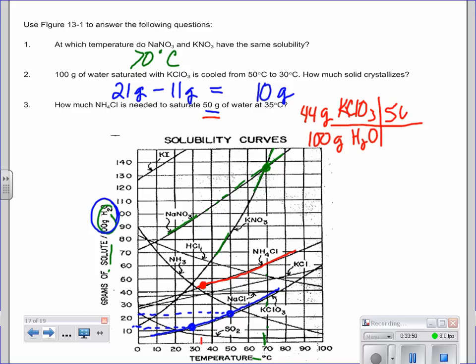This one was easy enough that you probably just do this in your head, but some of the ones that you would do on your homework, you might want to make sure you have this method down because it'll be easier this way. So now you've got it like this. You just do the math, and that gives you the mass of your potassium chlorate that can be saturated in that volume of water. And the answer is 22. Okay, just a couple more.